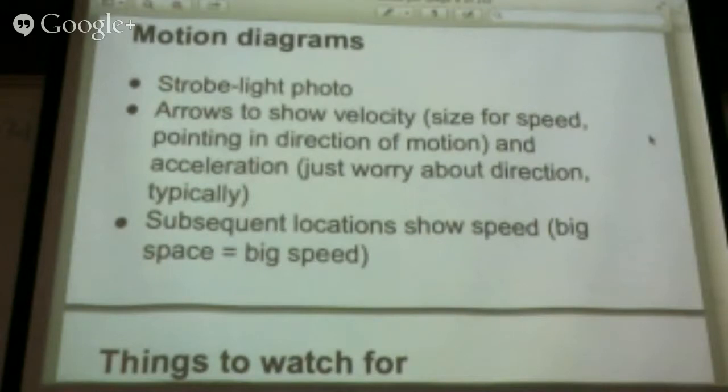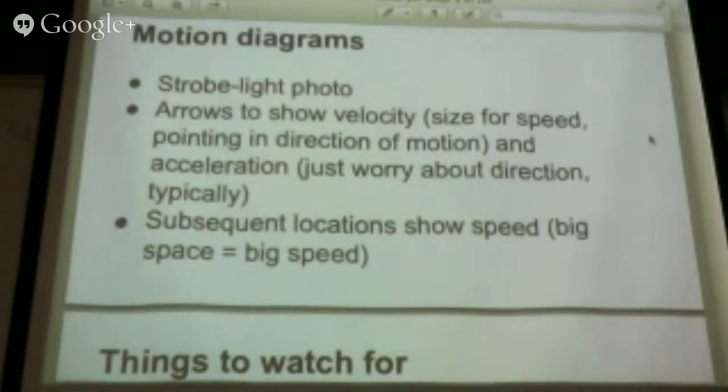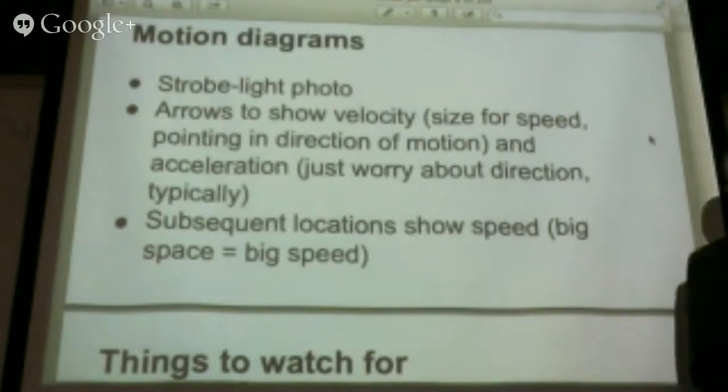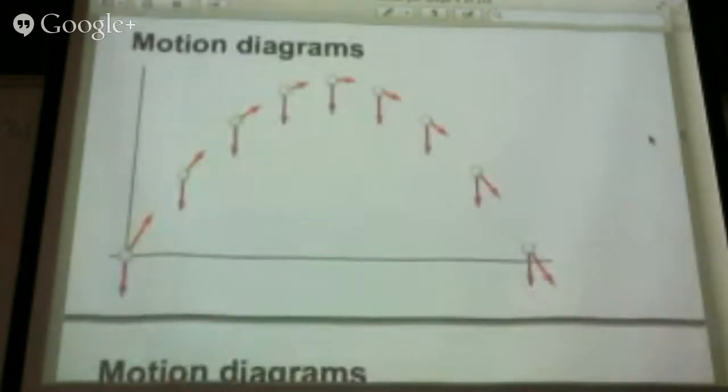Now, I think I mentioned this a minute ago. If an object is going fast, then it's going to travel a big distance between subsequent flashes of light. So we should show a big difference in positions for those. If it's going slow, we should see small differences in positions. If it's speeding up or slowing down, we should see the distance between those dots either increase or decrease. Speeding up and slowing down or changing directions, those are things we want to focus on for all of these different representations.